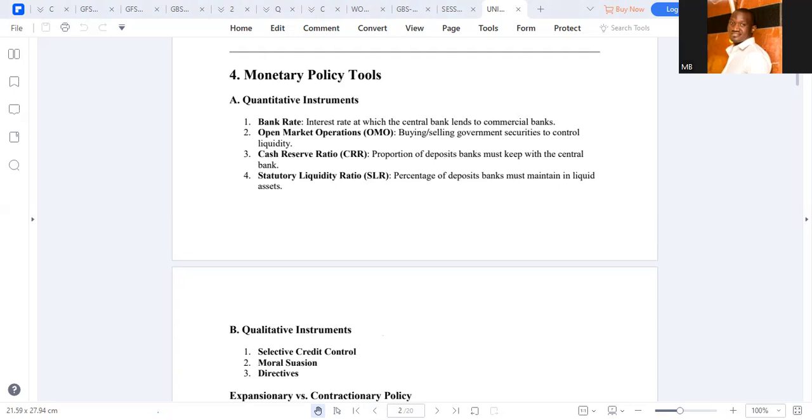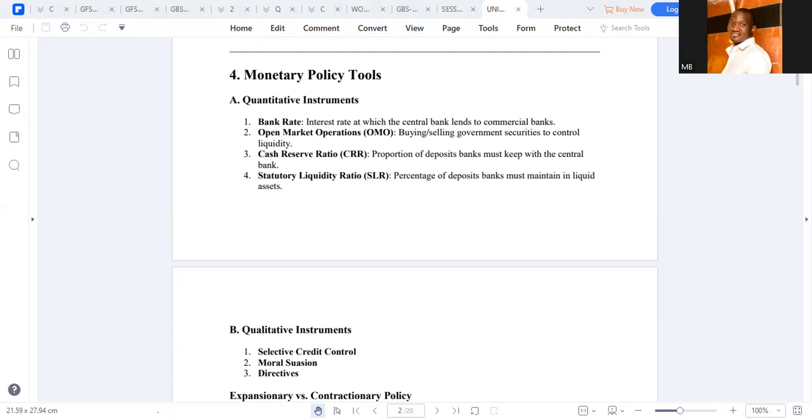So the reserve ratio is the means through which the central bank gives a certain proportion of how much the banks should have as their minimum balance. When they raise the reserve ratio, there is less money in circulation. When they reduce the reserve ratio, it means there'll be more money in circulation. And we also have the statutory liquidity ratio, which is a percentage of the deposits that banks must maintain in form of liquid assets and cash or gold equivalents. So they adjust these to help in maintaining inflation.